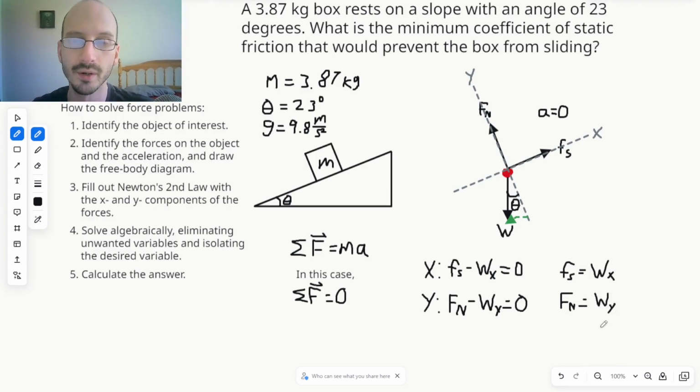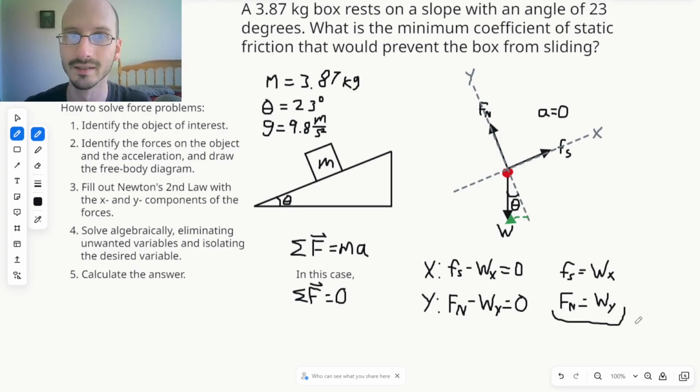Now it's important to notice this here. Some of you might have memorized that normal force is equal to weight. That is in fact not true. It is sometimes true for particular problems, but in general, it is not true. And how do you know the difference? The difference is when you write Newton's second law, if the normal force ends up being equal to the weight or not. In this case, the normal force is not equal to the weight, it's only equal to the y component of the weight.